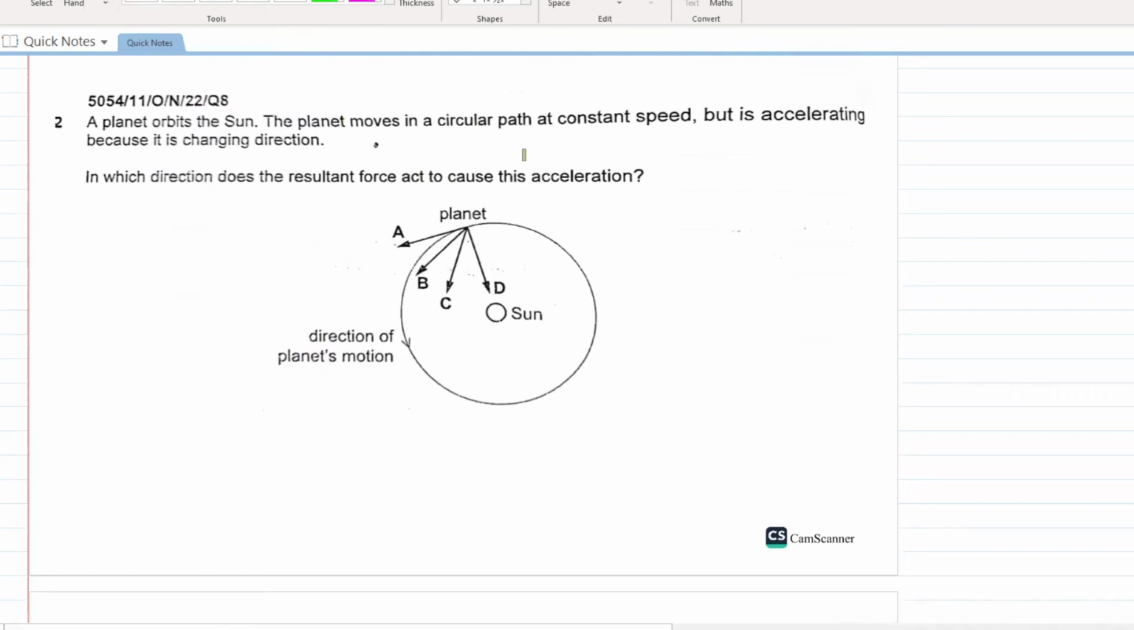A planet orbits around the sun. The planet moves in a circular path at constant speed, but is accelerating because it changes direction. In which direction does the resultant force act to cause this acceleration? Always remember, if you are moving in a circle, the resultant force acts towards the center. D is your answer here.